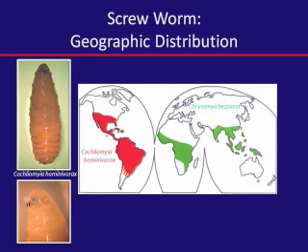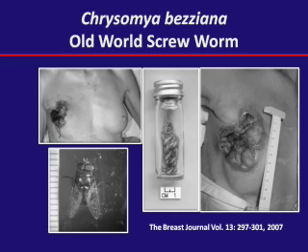The screwworm distribution, you can see why they talk about it. New World would be the United States and South America, whereas Chrysomya species will be in Africa, the Mediterranean areas, and a good bit of the Asian continent. These are representative grubs here on the left. And again, these are clinically relevant.